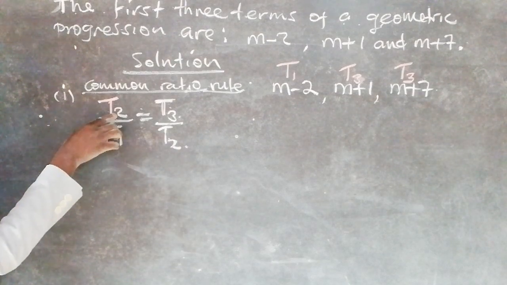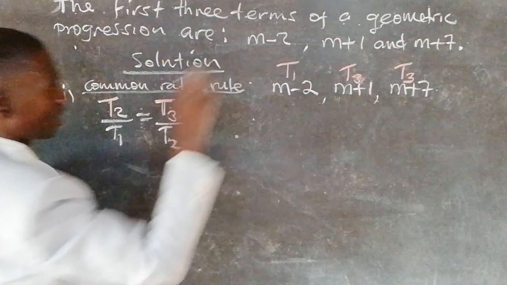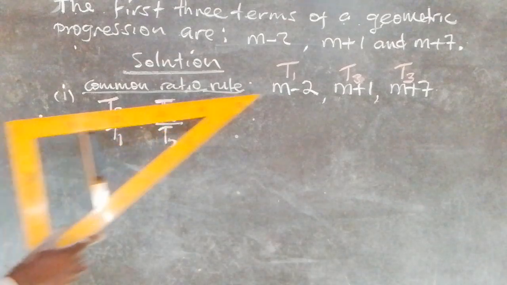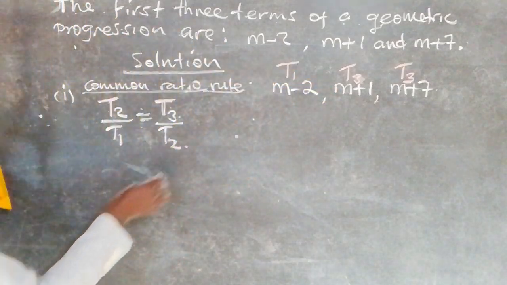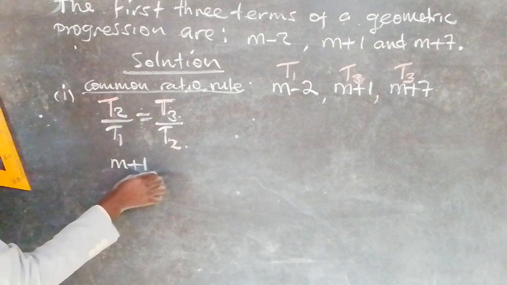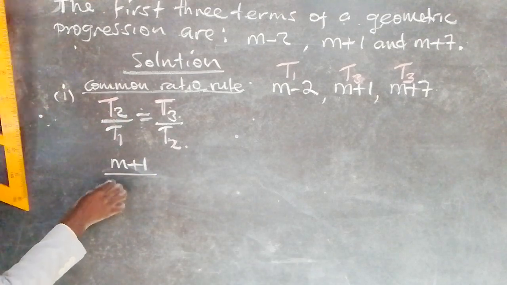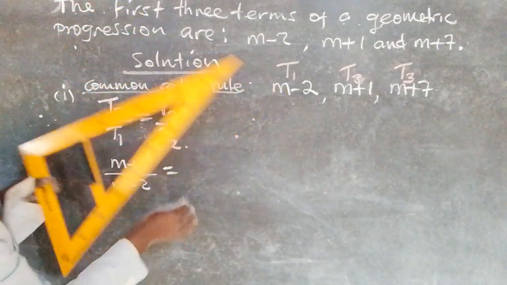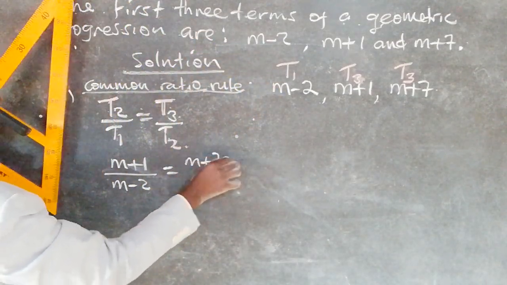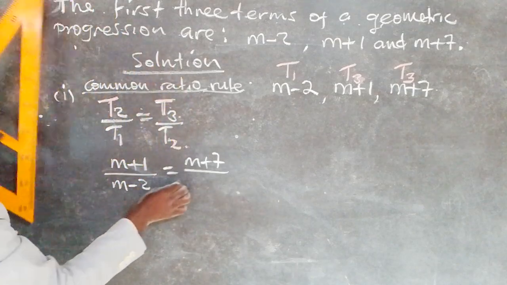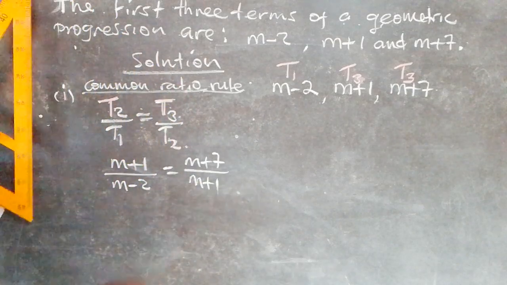Look at term number 2. This is term number 2. And what is term number 2? I'm sure viewers out there will be able to see term number 2. Term number 2 is m plus 1. So this is m plus 1, term number 2, over term number 1, which is m minus 2, equals term number 3, which is m plus 7, divided by term number 2, which is m plus 1, like that.